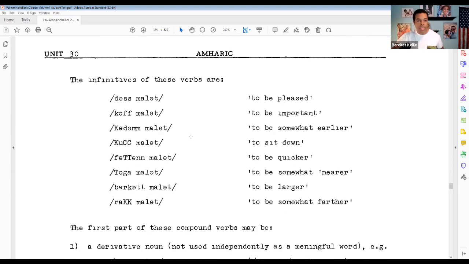On the next page, we see the infinitives of these verbs. Das malet, to be pleased. Kaf malet, to be important. Gram malet, to be somewhat earlier. Uch malet, to sit down. Batan malet, to be quicker. Aga malet, to be somewhat nearer. Barakat malet, to be larger. And rak malet, to be somewhat farther.